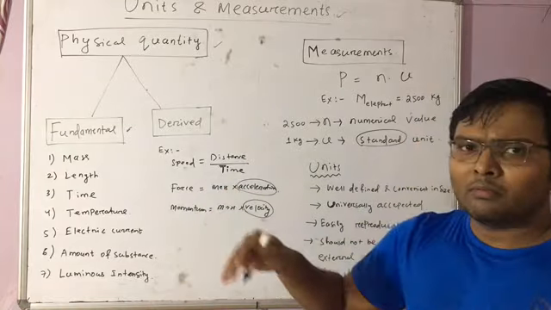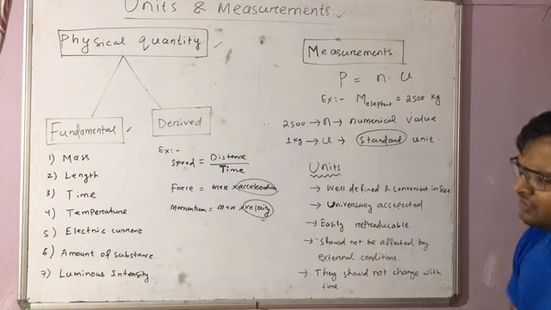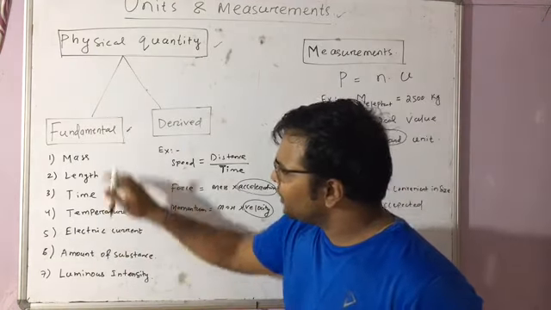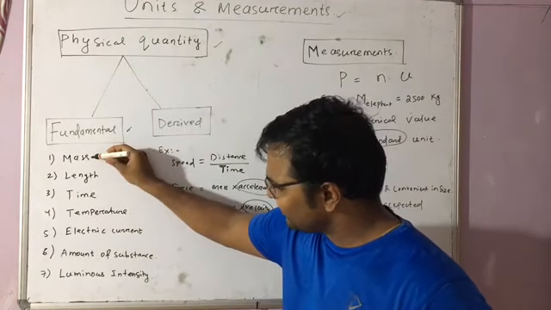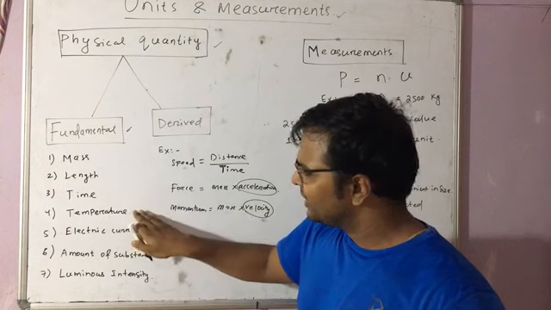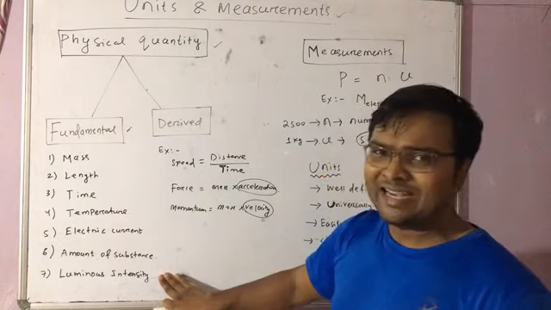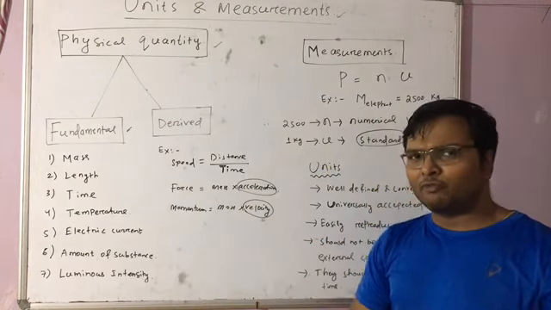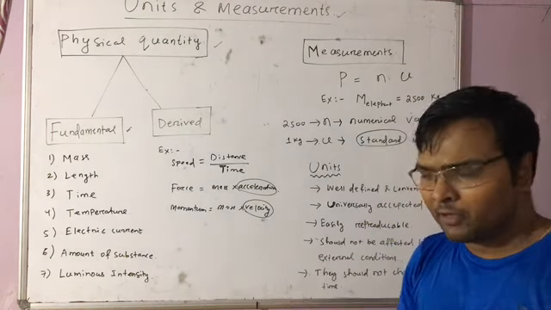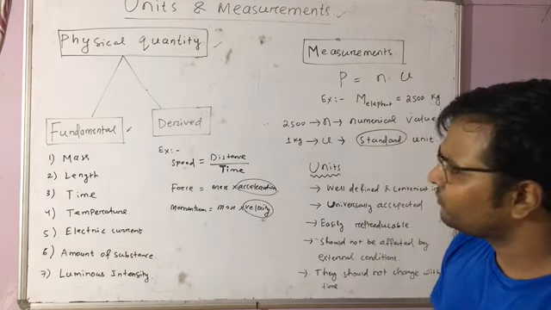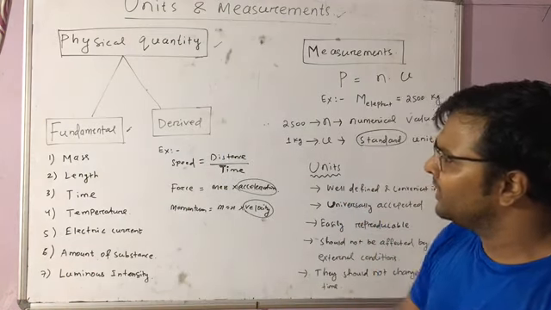And later on, some quantities are dependent on each other. Clear? Let me explain the fundamental ones. There are 7 fundamental quantities: mass, length, time, thermodynamic temperature, electric current, amount of substance, luminous intensity. Almost they are independent of each other because their branches are different, but we can link them. And the second group of quantities are called derived.